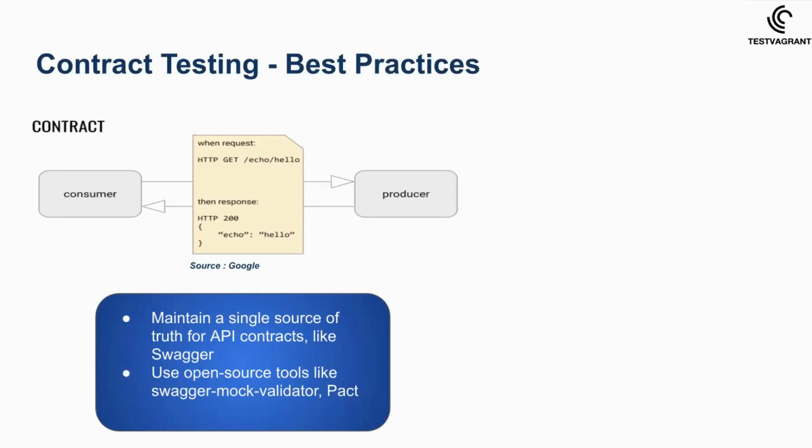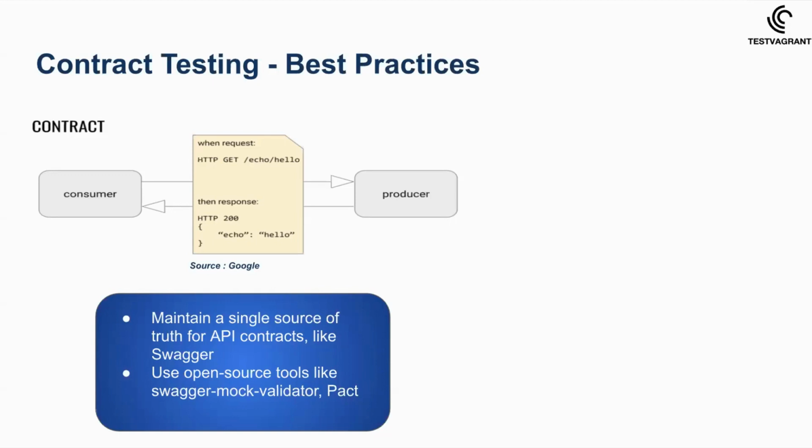What if there's a change in the code? It will start reflecting on a Swagger, and your Swagger spec will not match your interaction on the consumer side, and your test would break. So you will know that your contracts are broken at this point in time itself, even before you go live.